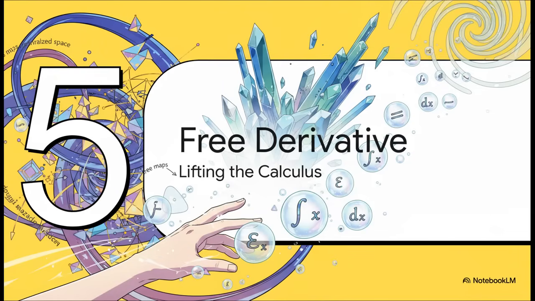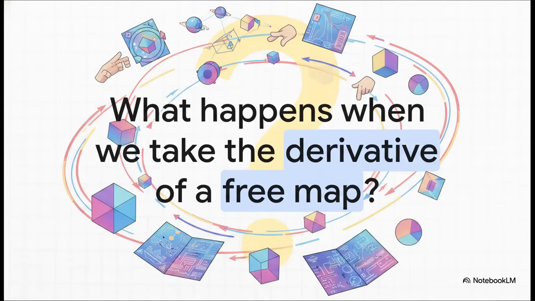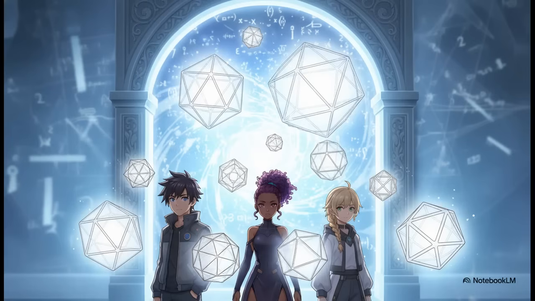Section 5. Calculating the free derivative, lifting the calculus. Okay, so now that we have built this massive, highly abstract space of free maps, we have to ask, can standard calculus actually survive up here? It's a really profound question. What happens when we take the derivative of a free map? Seriously, think about it. How could we possibly measure a rate of change, or a directional derivative, in a space of constantly varying, non-commuting dimensions and abstract categories? It sounds impossible, right? Well, the answer is incredibly elegant.